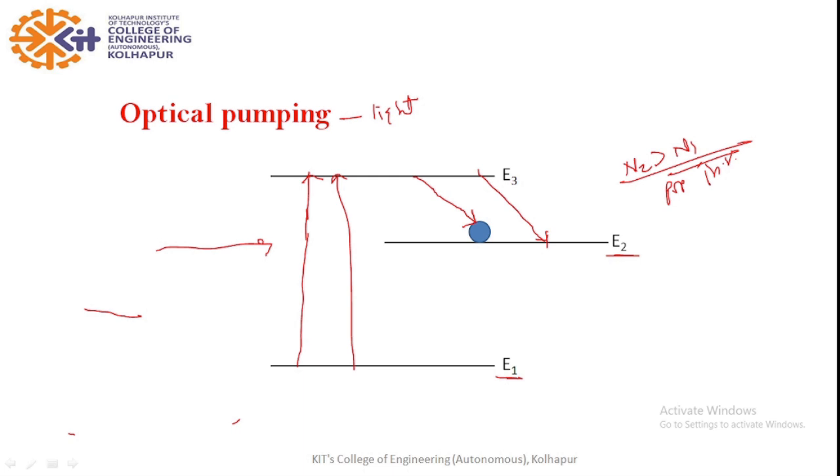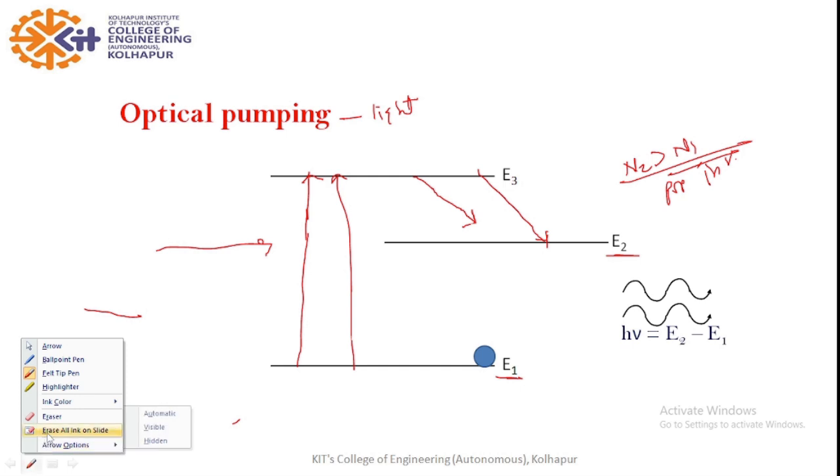Now, if there is population inversion and a suitable photon, meaning E2 minus E1, is incident on the system, it gives a stimulated emission, and we get laser. The process continues and we get a laser. So this is about optical pumping.